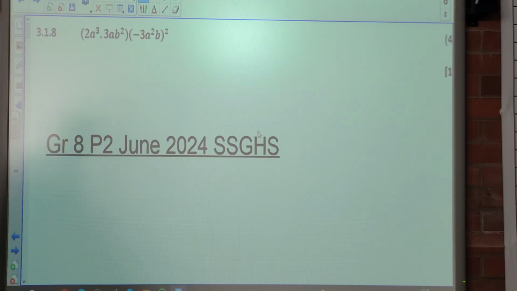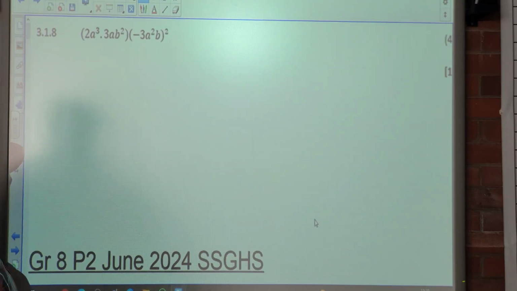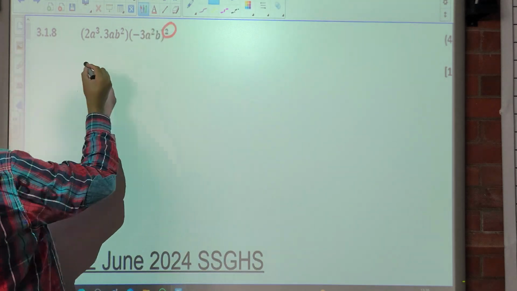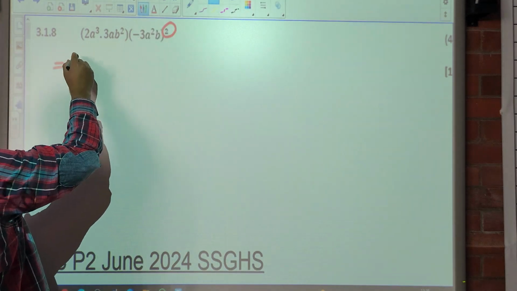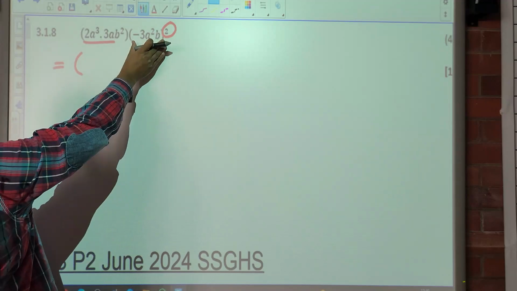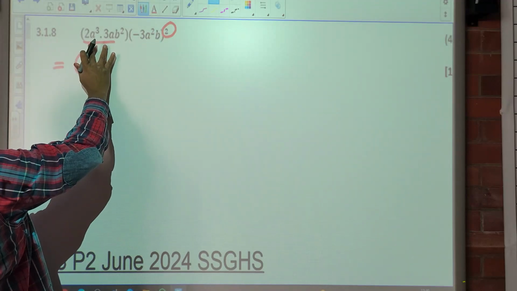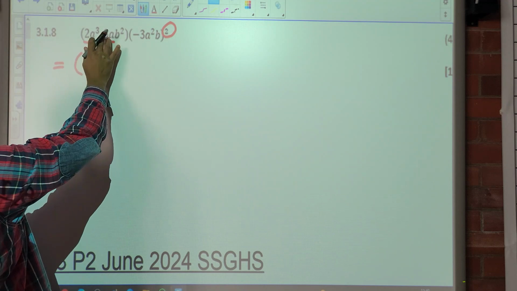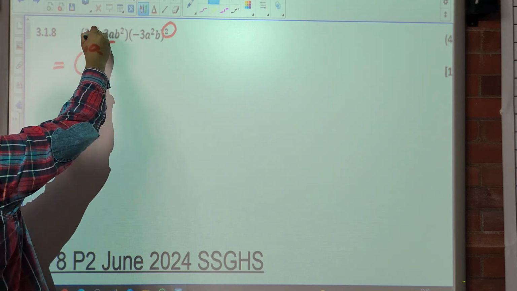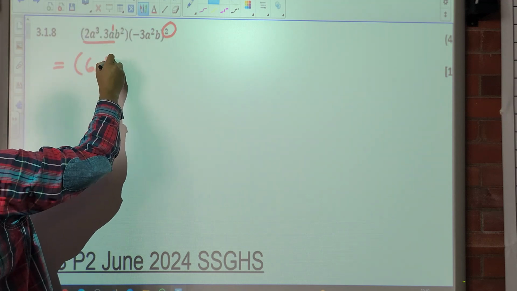To 1.8. So of course we have to apply the exponent first, with that bracket. Also in the first bracket we're going to multiply those two out. So 2 times 3 is 6. A cubed times a is going to be a^4.